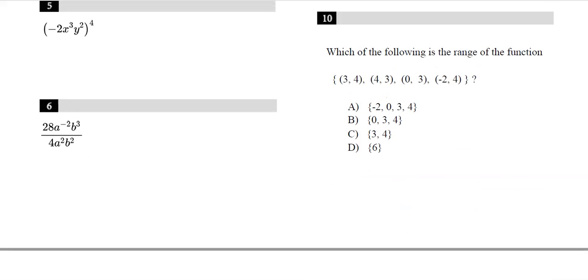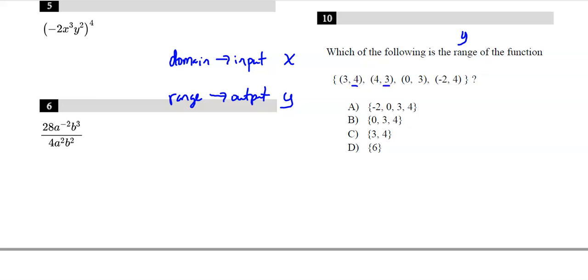All right. Number 10, which of the following is the range of the function? So make sure you know the difference between the domain and range. So remember, the domain is the input or the x values, where the range is the output or the y values. So I need the y values because it's the range. So I have 4, 3, 3, 4. So all we have are 3 and a 4. Correct answer here is C. You don't have to write repeats for domain and range.